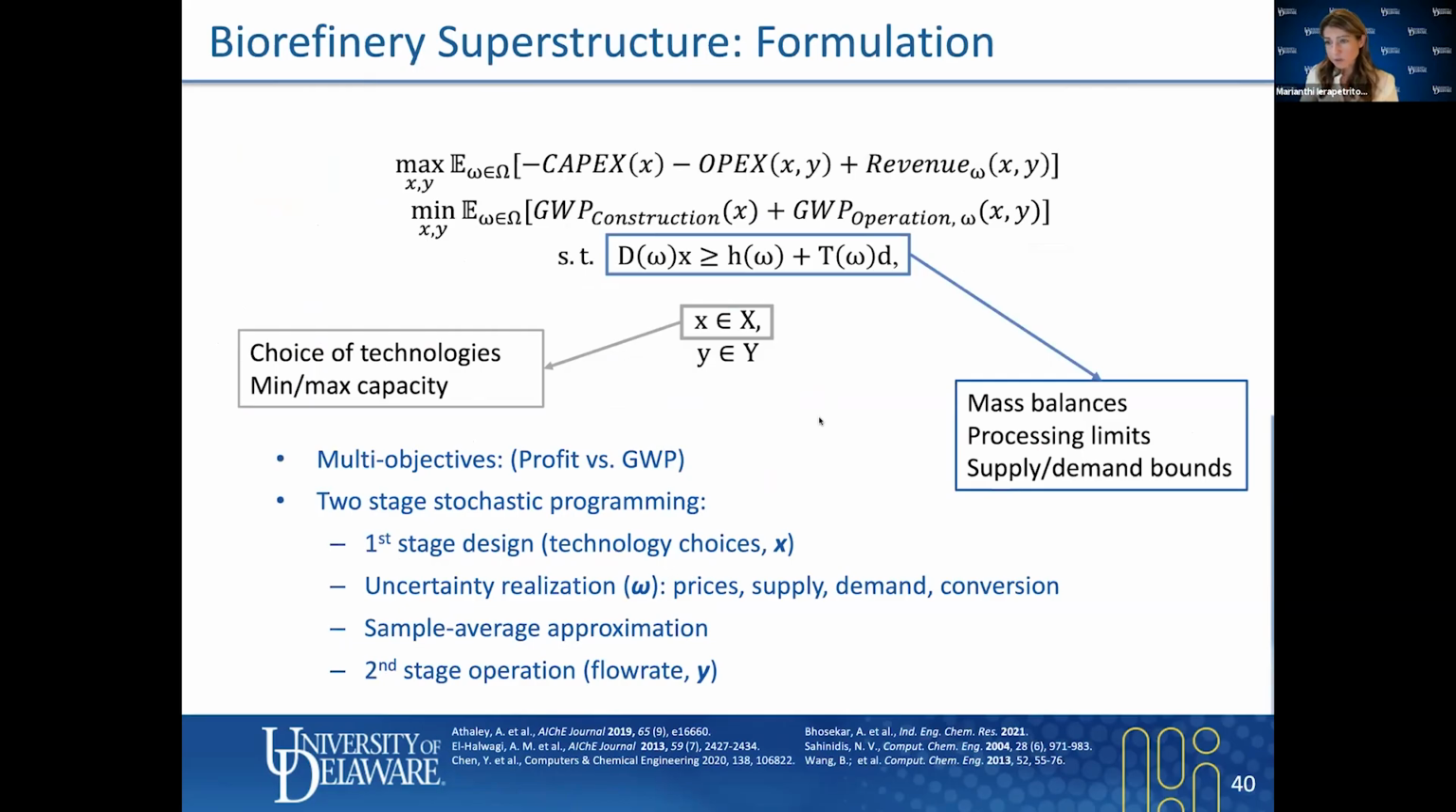So by first building these models, we can now use them as our simulations that we can generate data from. So we have both the mechanistic understanding of the processes, but also the generation of the surrogates that represent the different alternatives. We have multiple objectives, and we have already previously discussed this: profit versus global warming potential. And we have uncertainty that comes into the realization of different components like prices, supply, demand, and conversion of the different processes. We use two-stage stochastic programming with sample average approximation to reduce the number of scenarios in order to calculate the second stage decisions.